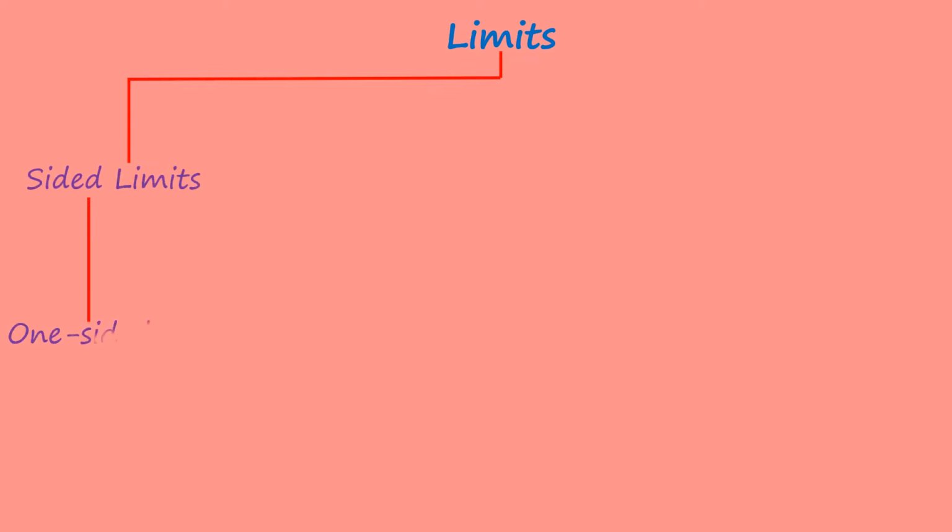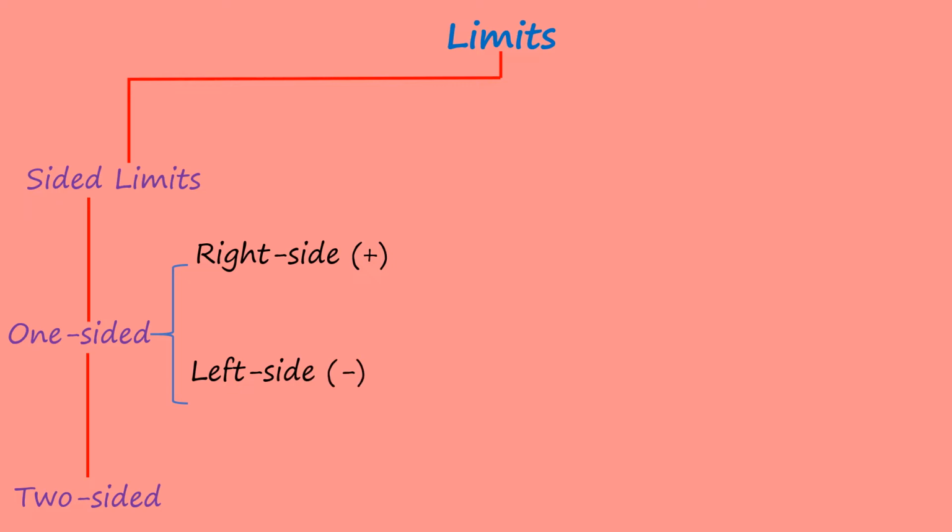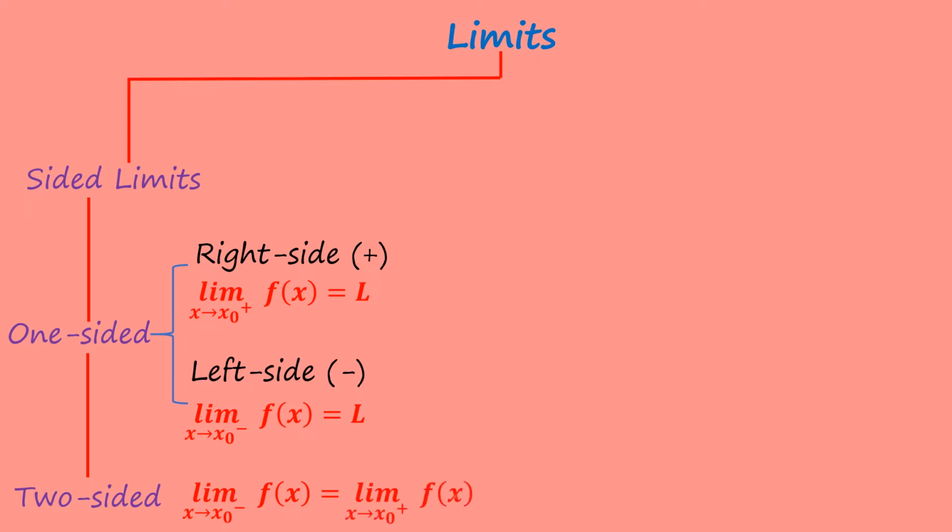There are kinds of limits. The first is sided limits, where we have one-sided and two-sided. For the one-sided, we have the right side, the positive, and the left side, the negative. For the right side, the x0 has a positive, and for the left side, the x0 has a negative, because we are finding the limit on the left side, and for the right, we are finding the limit on the right side. Now, when the right and the left are the same, we have the two-sided limit.